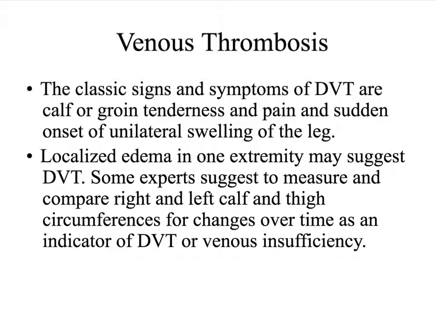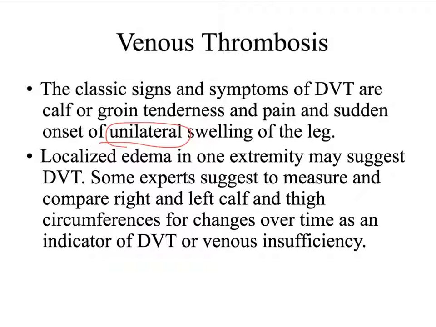Signs and symptoms of venous thrombosis are sudden onset of calf or groin tenderness. One of the interesting things to note is it's usually unilateral, because usually a clot will only happen in one leg. It can happen in both, but usually it's one-sided. So if somebody has a sudden onset of unilateral swelling, pain in one of their calves, you need to suspect that they have developed a clot. Localized edema in one extremity is very suggestive of a DVT.